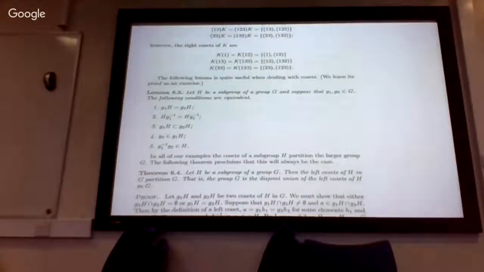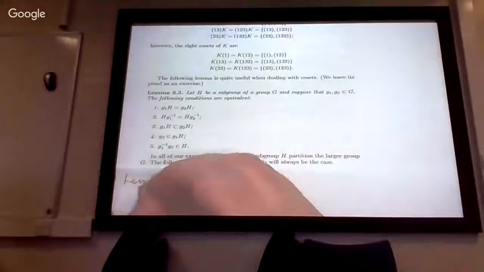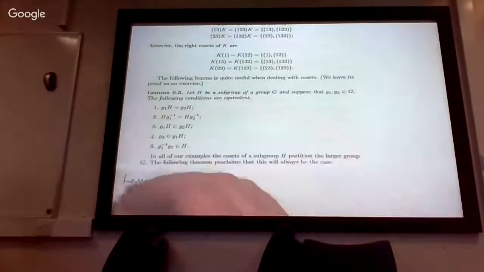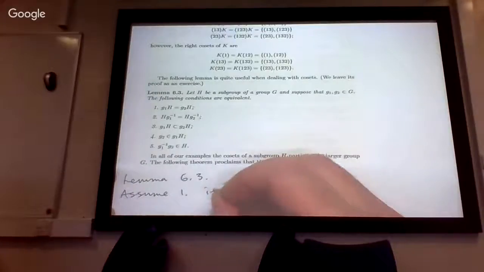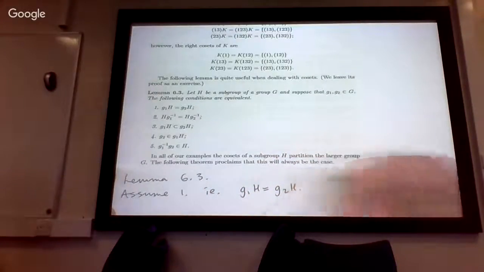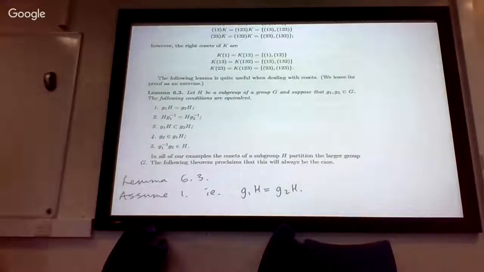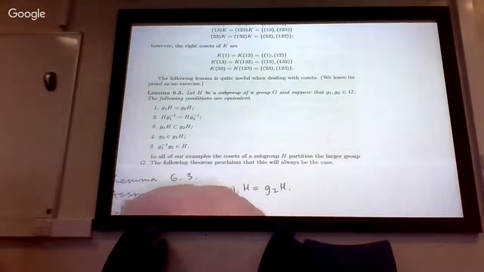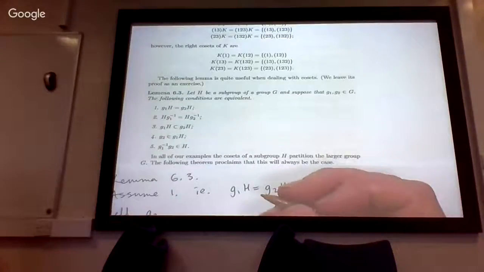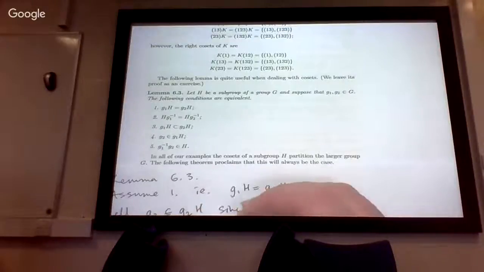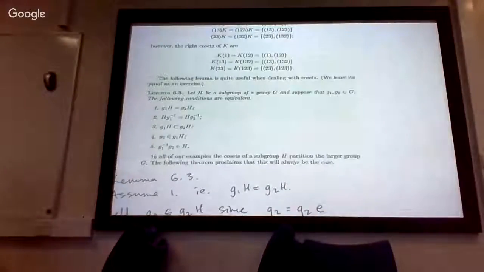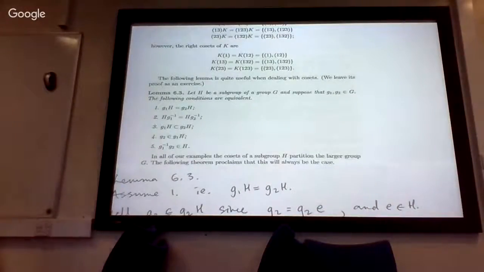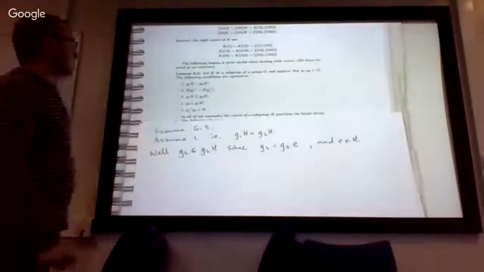So let's look at proving 1 or 2 of these. This is lemma 6.3. So it's saying that they're all equivalent. So let's assume 1, i.e., we're assuming that g1H is equal to g2H. Let's look at deriving 4. Well, g2 is certainly an element of g2H, since g2 is equal to g2 times the identity, and the identity is in H. I'm trying to prove 4.